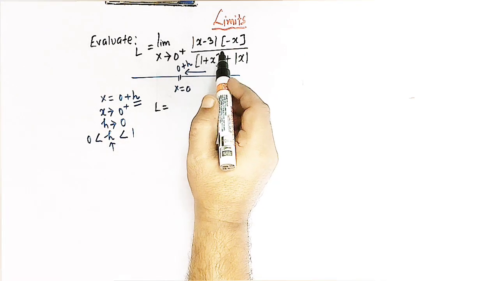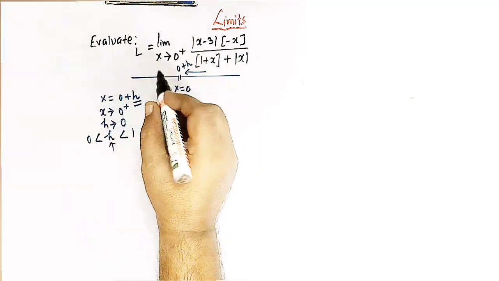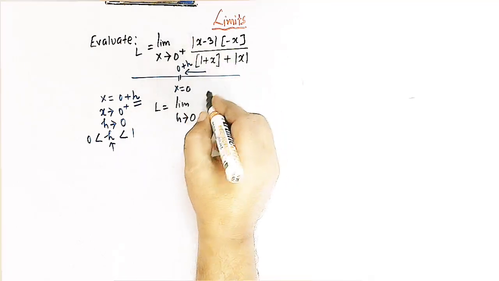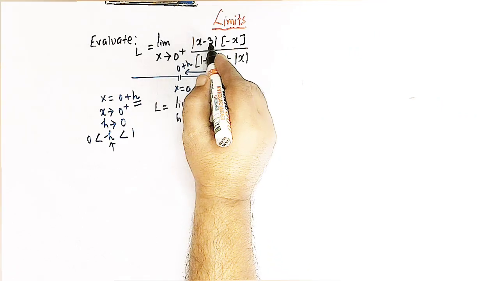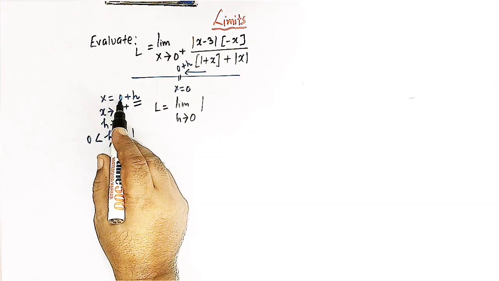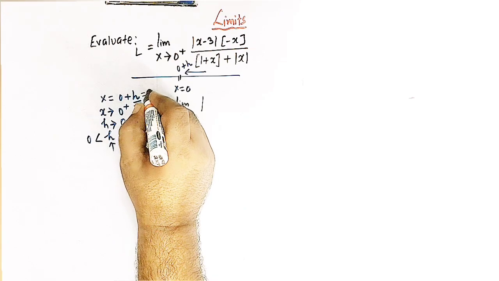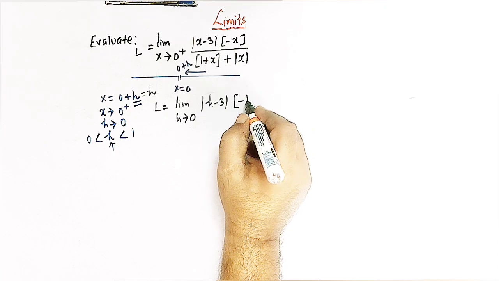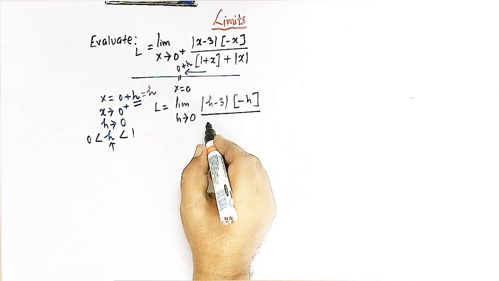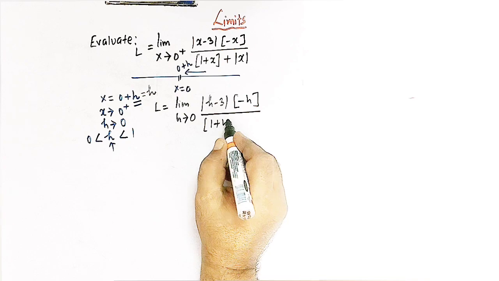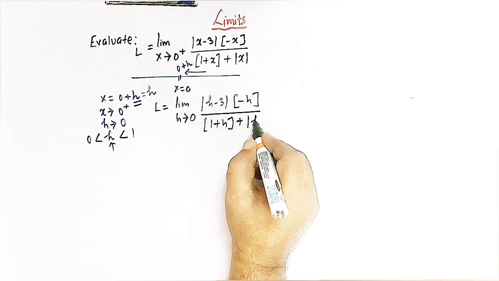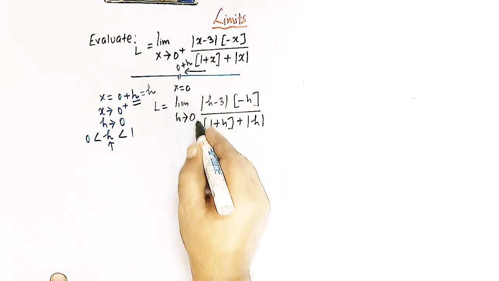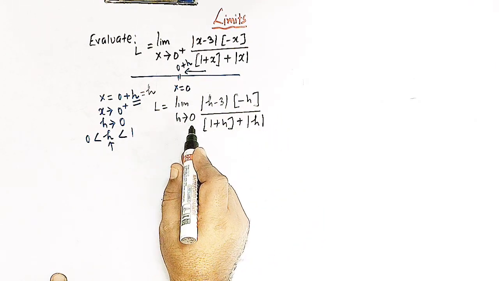So L can now be written in terms of h, that is we have limit h tends to 0, and here we have mod of x minus 3. Now x can be replaced by 0 plus h, that is simply h. So here we have h minus 3, then we have minus h, and here we have greatest integer of 1 plus h, and here we have mod of h. So now we have to simplify this expression when h tends to 0.